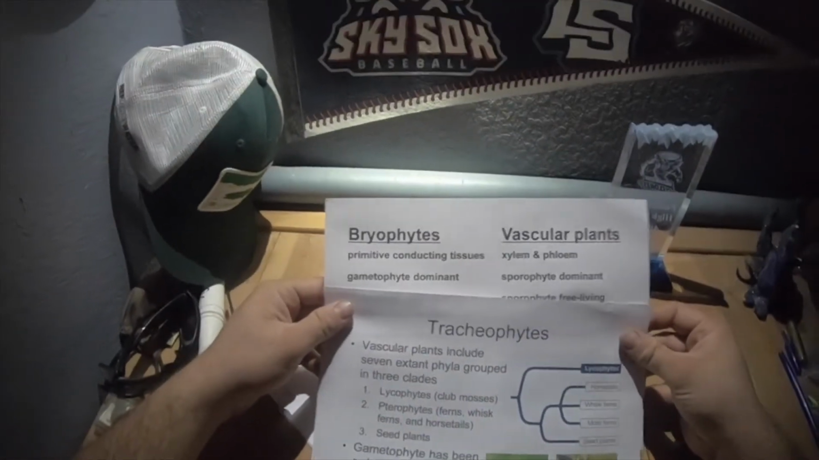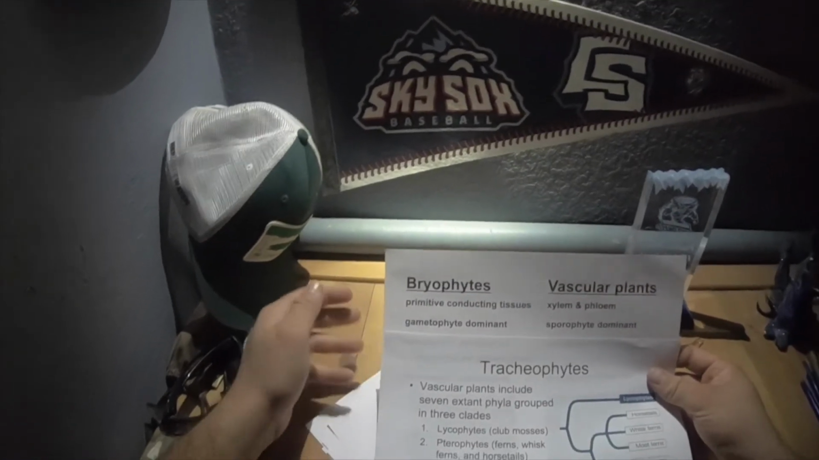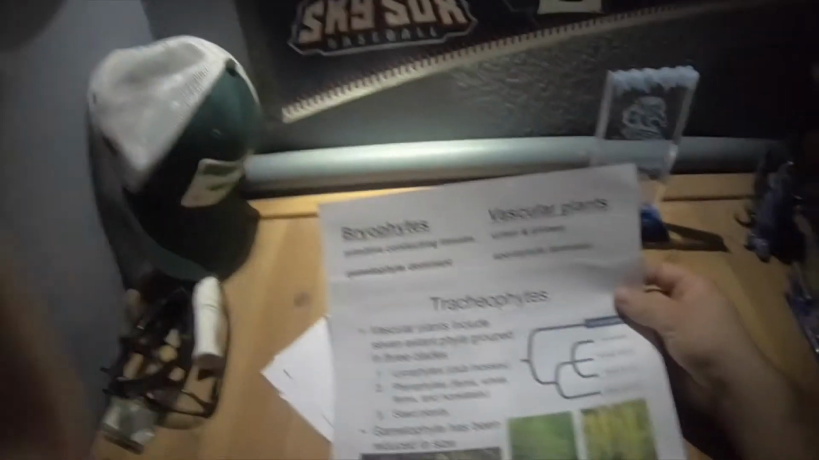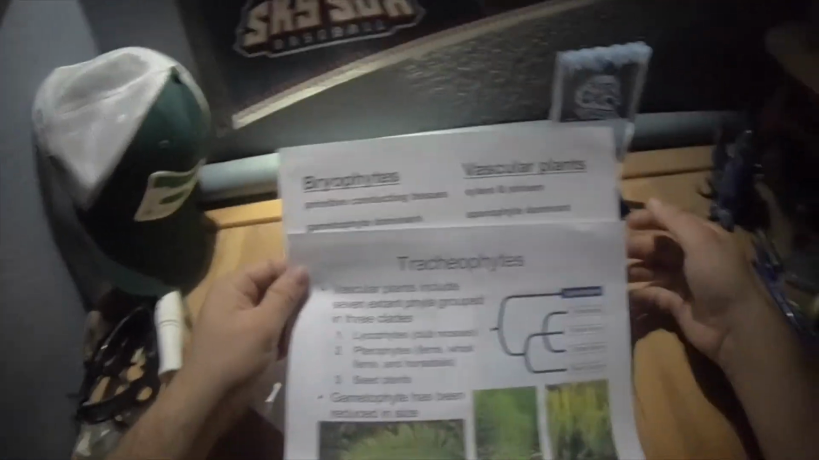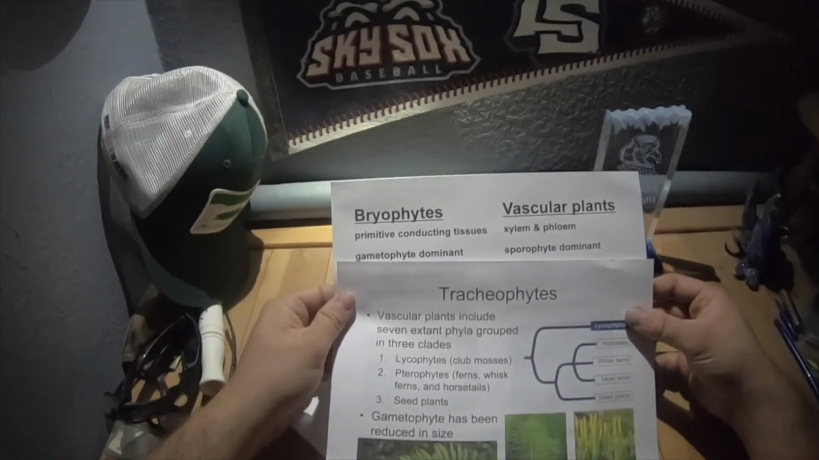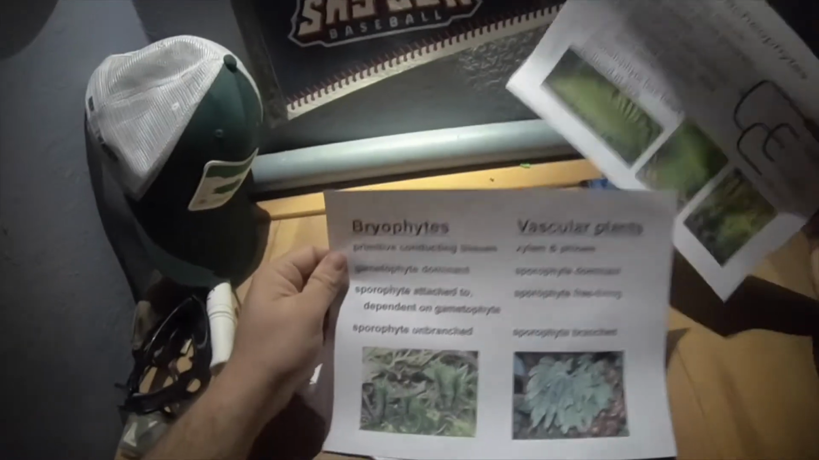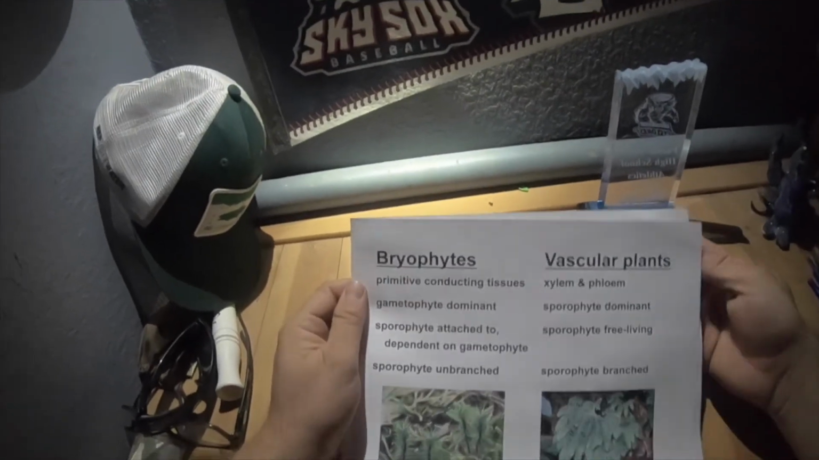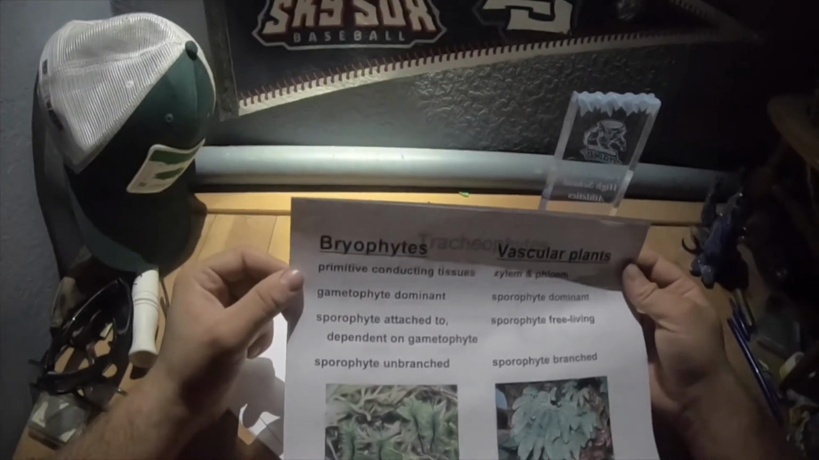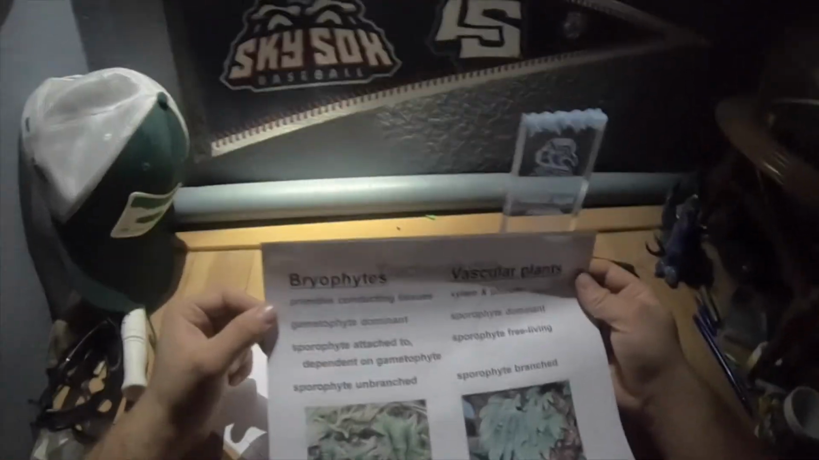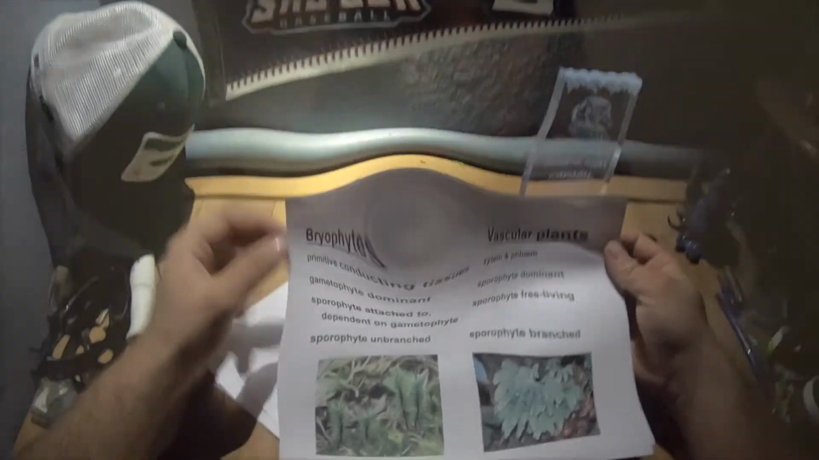I had mentioned tracheophytes before, and I'd also like to talk about bryophytes and how they're different. Tracheophytes are vascular plants such as ferns, like I had mentioned before. These need lots of water and lots of oxygen to survive. Bryophytes, on the other hand, are non-vascular plants that do not need lots of oxygen to survive. These are things such as mosses and liverworts.